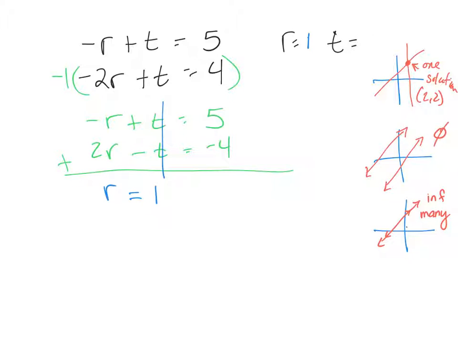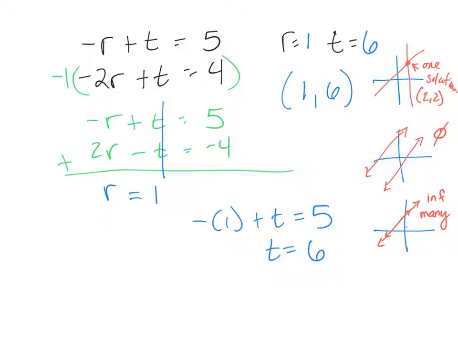So what do we do to find the t? You plug in that 1 for r. So we have a negative 1, sorry, -1 + t = 5. So when we add 1 to both sides, we have t equals 6. So that is the solution. And when there's letters other than x and y, you put them in alphabetical order in your coordinate pair. So it would be (1, 6) is where they would intersect on the graph.